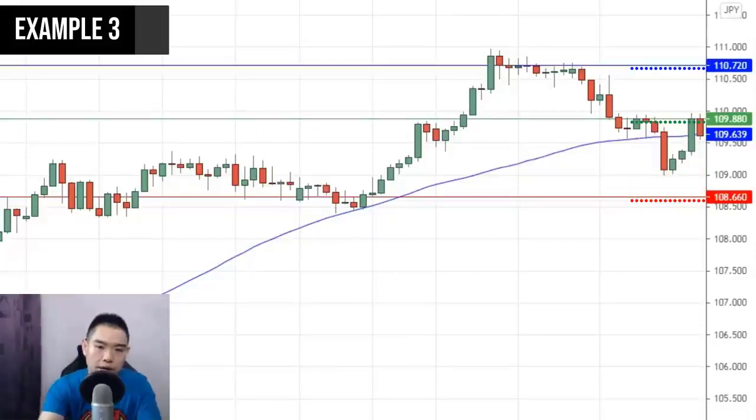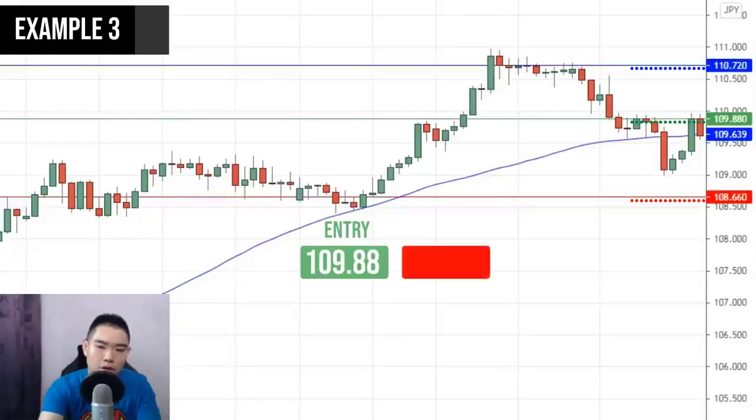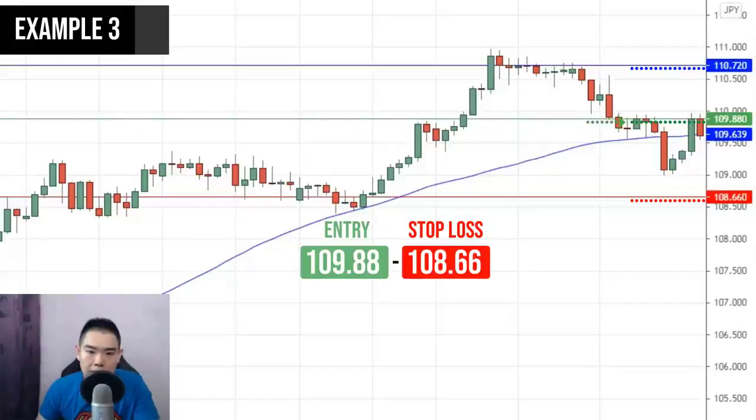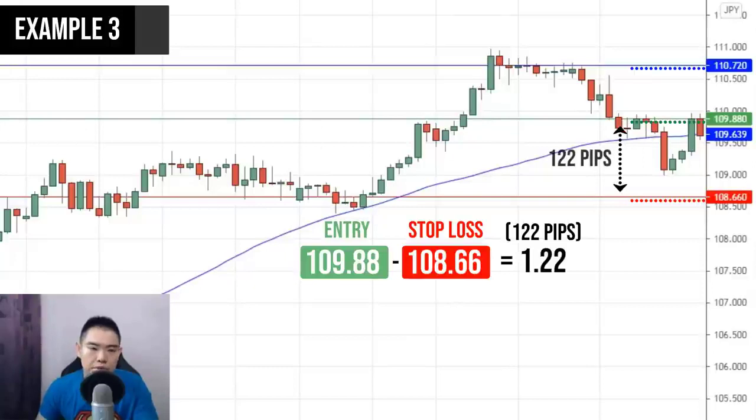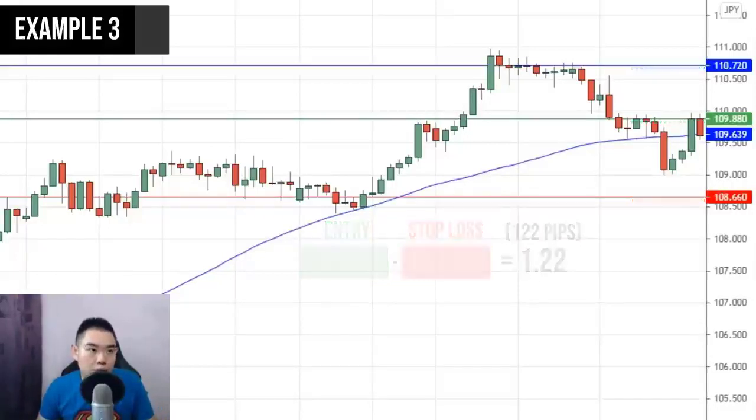So I'm going to take 109.88 minus 108.66. Basically I'm taking this green number minus this red number. It gives me about 122 pips. That's the distance of my stop loss. So in essence, from here to here is 122 pips. Now let's use this number and find out how many units of dollar against the Japanese yen we can buy such that we can still adhere to our risk management.